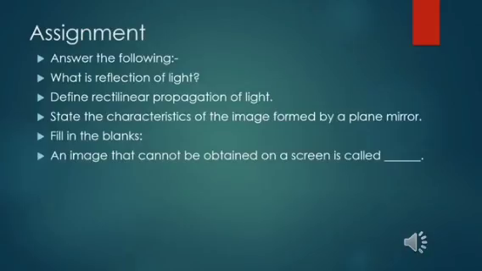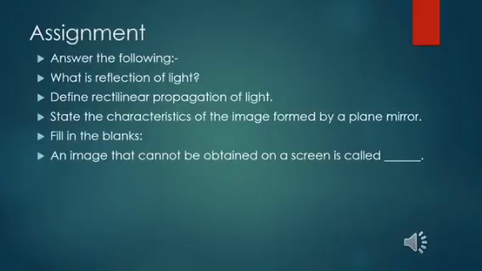Now try to answer the questions and write the answers in your notebook. Answer the following. What is reflection of light? Define rectilinear propagation of light. State the characteristics of the image formed by a plane mirror. Fill in the blanks. An image that cannot be obtained on a screen is called dash. So try to answer these questions.